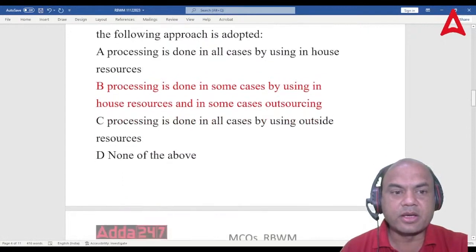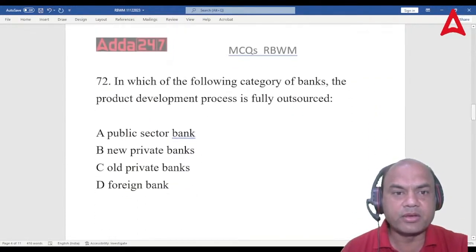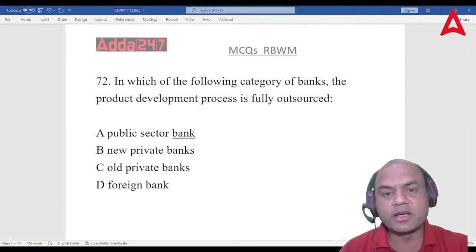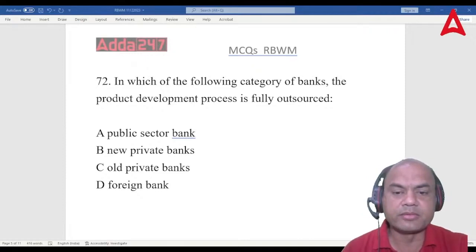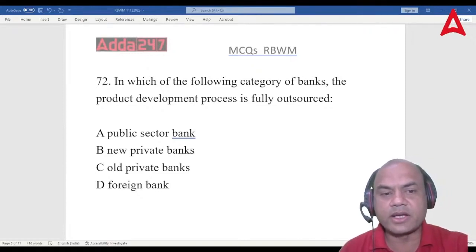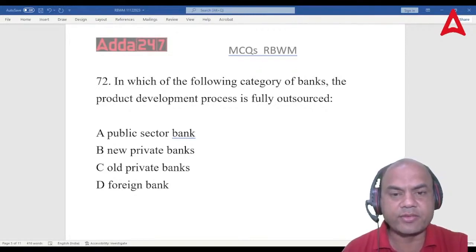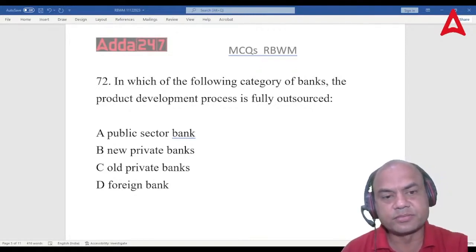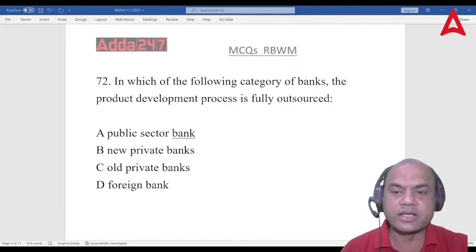Next one. Are you with me, everyone? Are you with me? Everyone okay with this? How's it going? Are you understanding it? Type yes in the comment section. Everyone, are you following it? Chalo, next one.